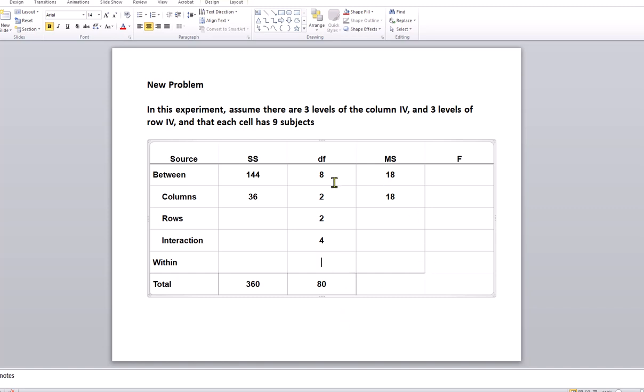And here's one. The between groups plus the within gives you the total. So if you have the total, subtract the between groups, and what you're left with is the within. Now the within, by definition, is the number of subjects minus the number of groups. So if we work that way, it would be 81 minus 9. But we can also work this way. 80 minus 8 gives you 72.